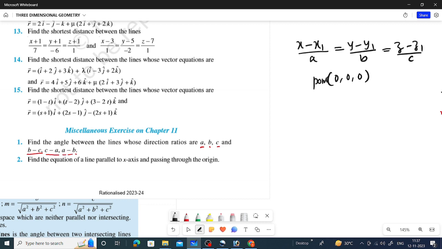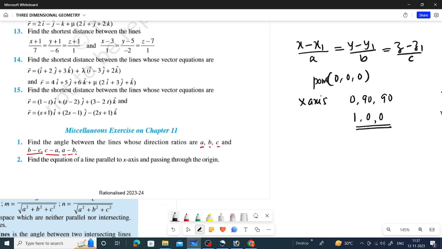And the line is parallel to the x-axis. So what are the direction ratios of the x-axis? The x-axis makes 0 degrees with the x-axis, 90 degrees with the y-axis, 90 degrees with the z-axis. So the direction cosines are cos 0 which is 1, cos 90 which is 0, cos 90 which is 0. So the direction ratios of the x-axis are 1, 0, 0.